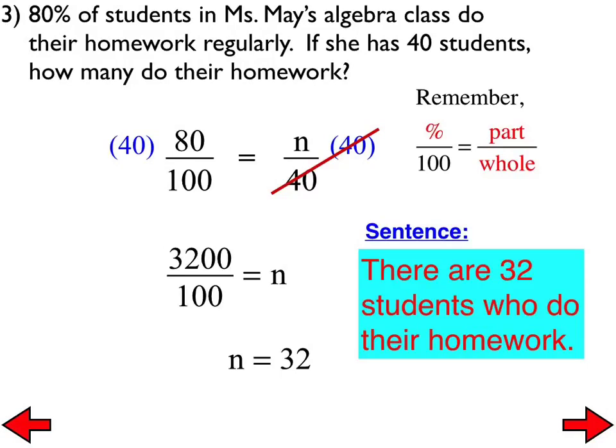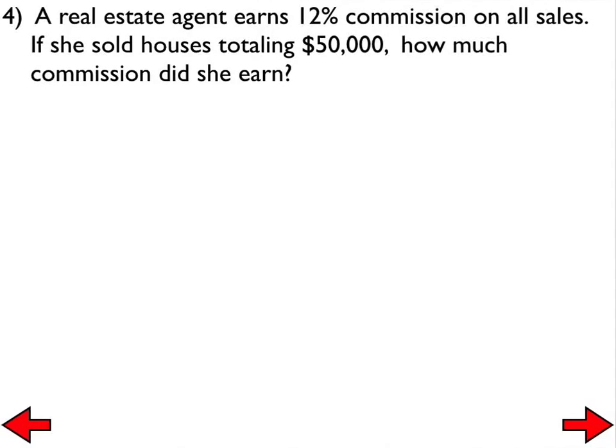So that would be 32 students do their homework. Raise your hand if you got this one correct. Excellent. Any questions about number 3? Who reduced and then did their math? Who did it this way without reducing? All right, interesting. Let's look at number 4.